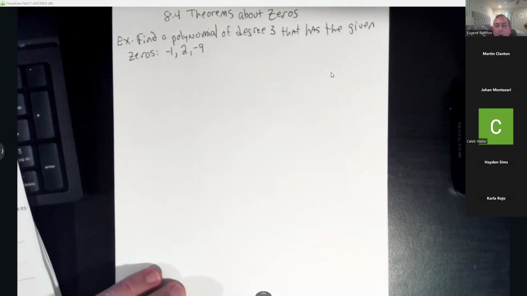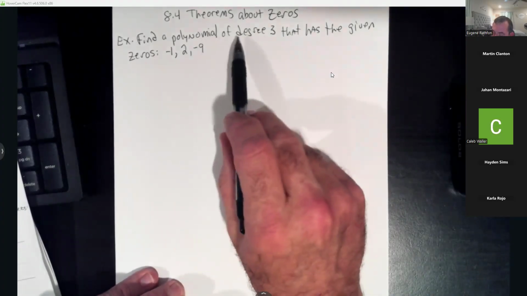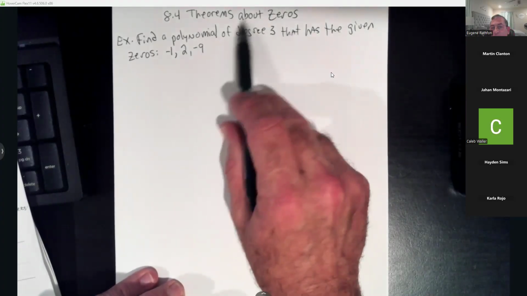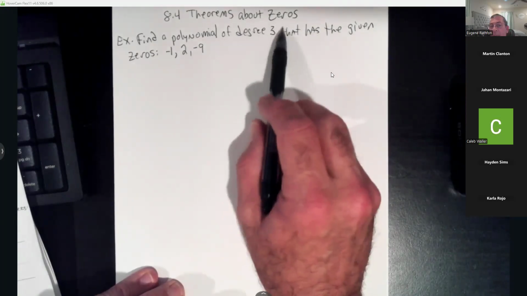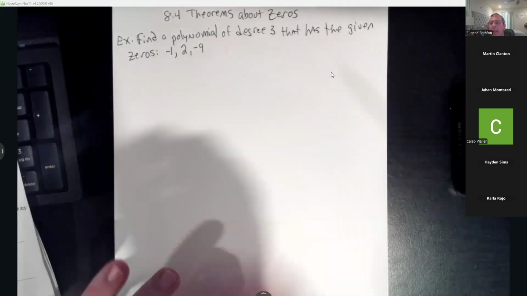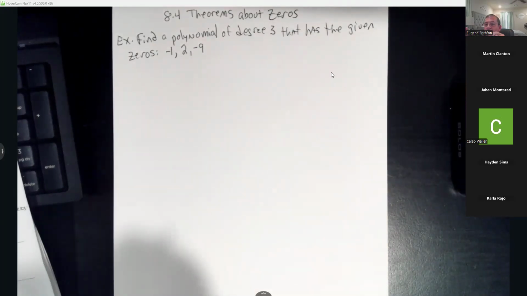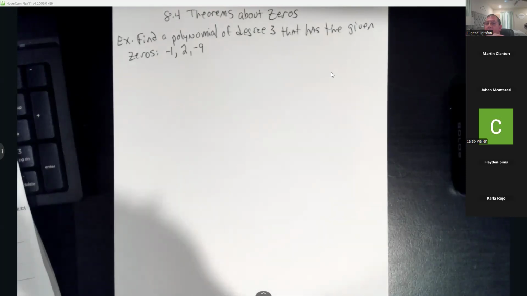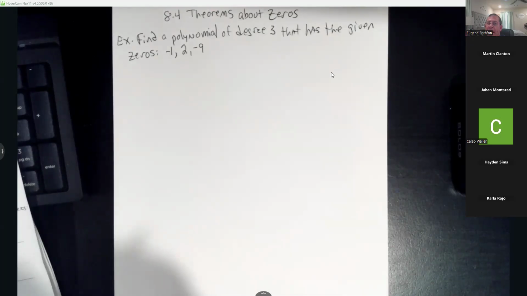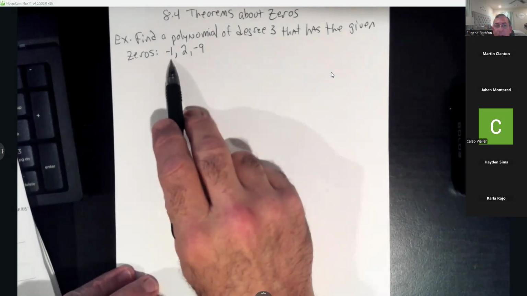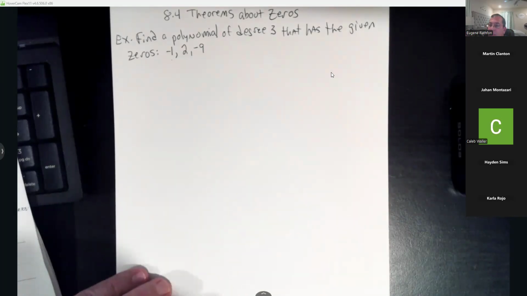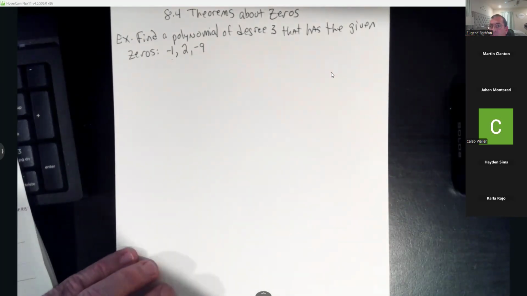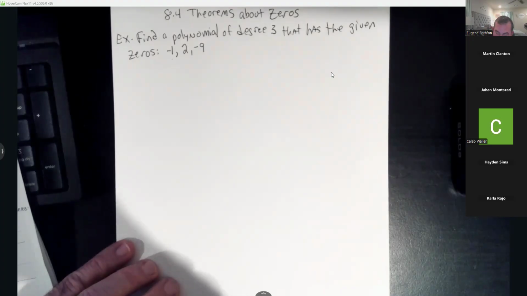All right, so before I start, I'm going to explain right here. They want a polynomial of degree 3. What that means is when I'm done, the highest exponent for the polynomial I come up with has to be a 3, okay? So that's got to be my highest exponent. Now, since they're giving me zeros, remember zeros and solutions are basically the same thing.